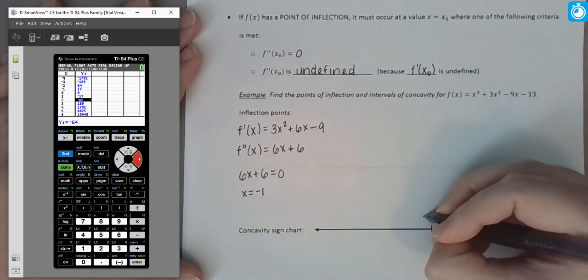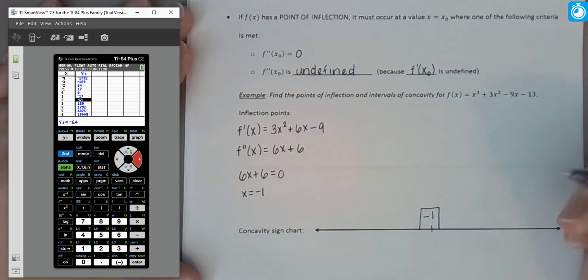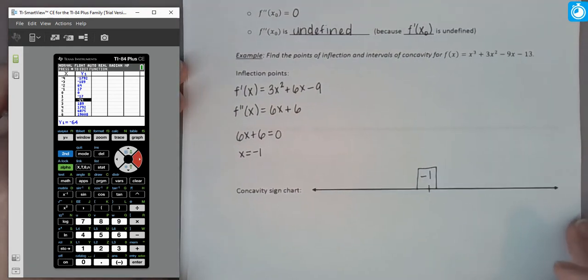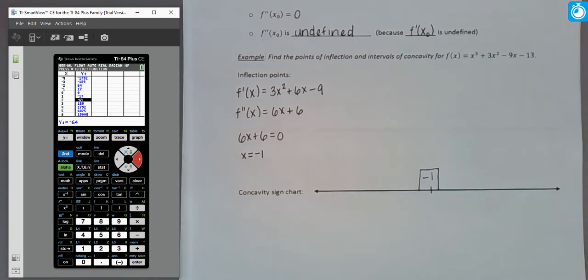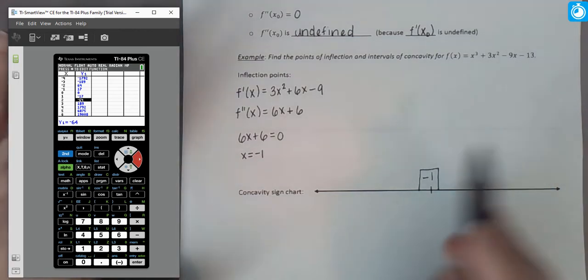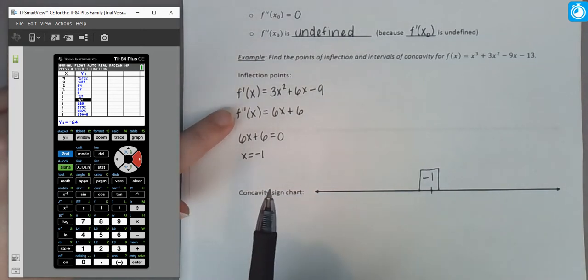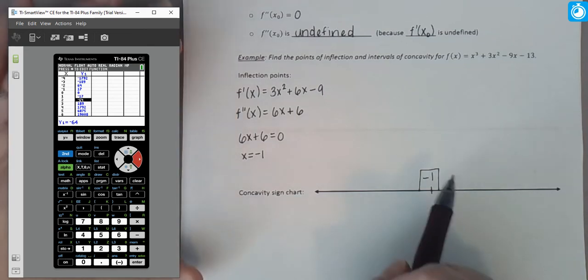So let's put that on the sign chart. Now we're going to do basically the same thing here that we did with our critical values, but now we're analyzing the concavity. We're not focused on what happens with the first derivative. We're focused on what happens with the second derivative. So let's pick a value on either side of this x value, and because our second derivative is so easy, there's no need to really use the graphing utility here. We can just do this by hand.